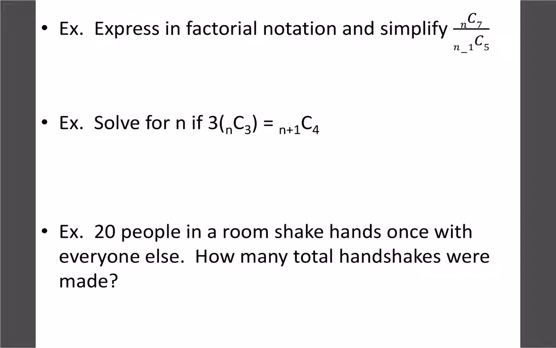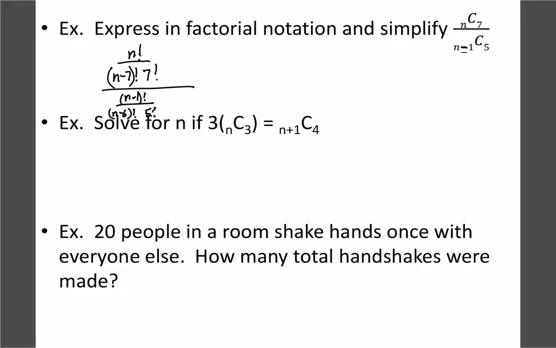Okay, let's do these next few examples. So we got nC7 on top and n minus 1 C5 on the bottom, and it's asking, simplify this. So nC7 would be n factorial over n minus 7 factorial and 7 factorial. And then on the bottom, we've got n minus 1 factorial over n minus 1 minus 5, which would be n minus 6, factorial and 5 factorial. So we can actually simplify these a little bit.